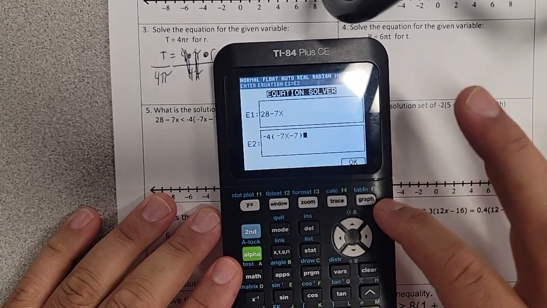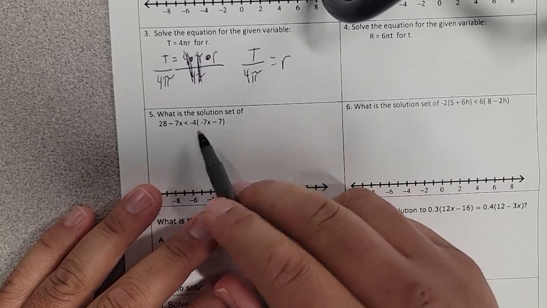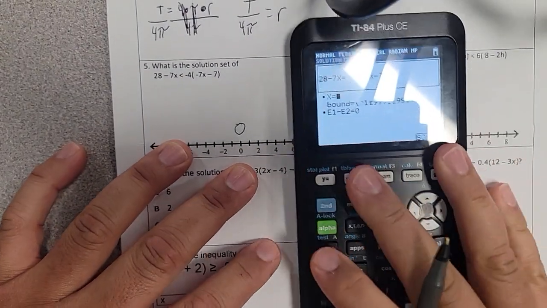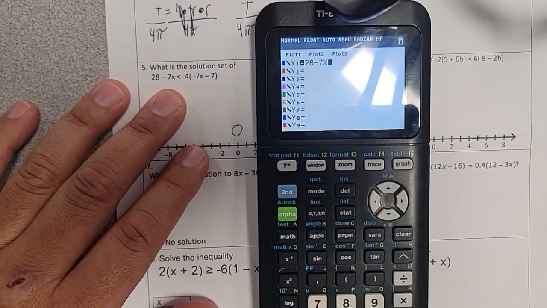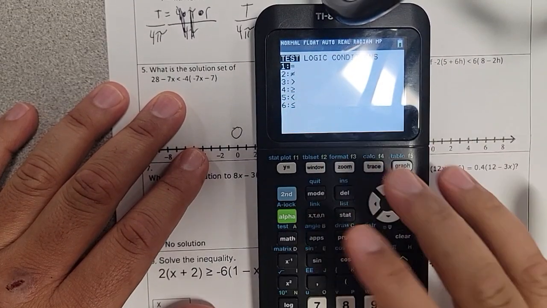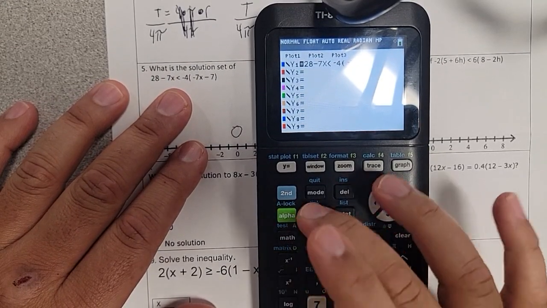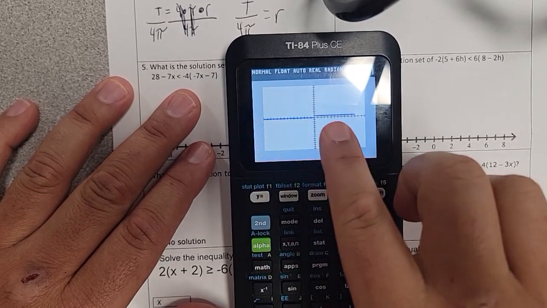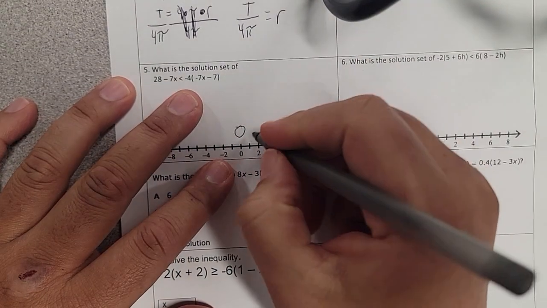All right, now remember, you push graph 2 times, graph, graph. So on 0, my 0, I'm going to put, according to my notes, an open circle. Now, which way is it shading? I'm going to go to y equals and type it in, 28 minus 7x. Second math, let's put my symbol, just match it, nothing changes, -4, parentheses, -7x, minus 7, trace. The top line is going to the right side. So if I'm shading to the right, I'm going to shade to the right side.